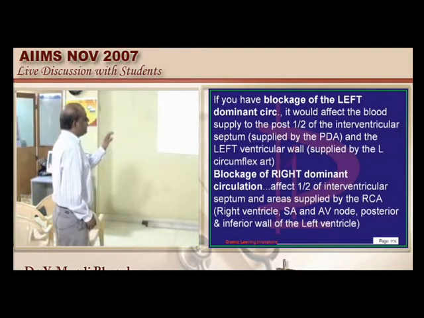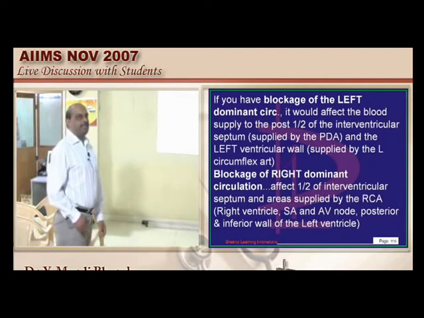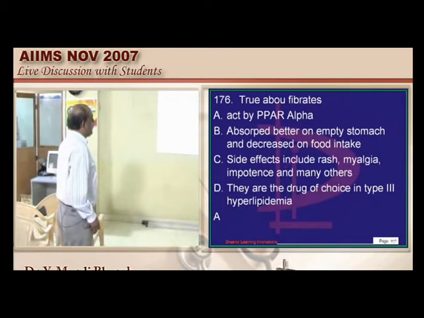So what would be the answer, doctors? If the circumflex artery is giving rise to the posterior interventricular artery, then typically it is called left dominance, is what I would like to underscore to all of you.